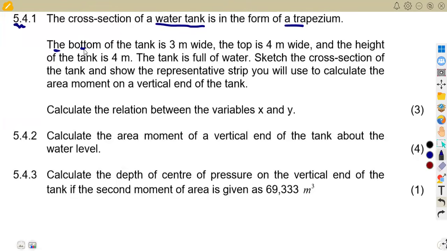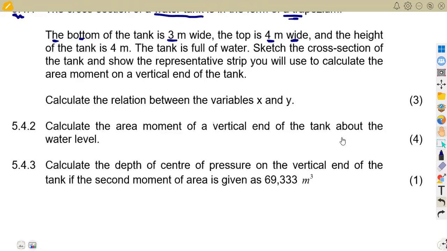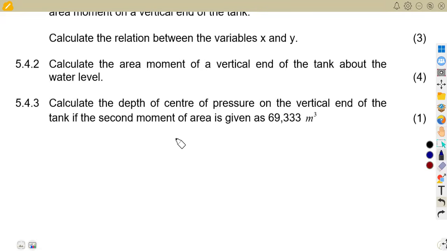So the bottom of the tank is 3 meters wide. The top 4 meters wide. Okay, this is our tank. Remember, our tank is the one that is a trapezium. Be careful. The tank is the one that is a trapezium. So we're given the properties of a trapezium now. The bottom is 3 meters wide. The top 4 meters. So the top is the bigger one, as we can see. The top is the one that is bigger compared to the bottom.